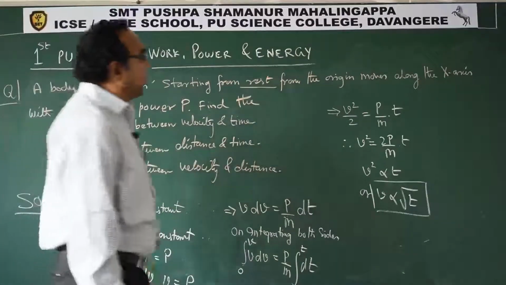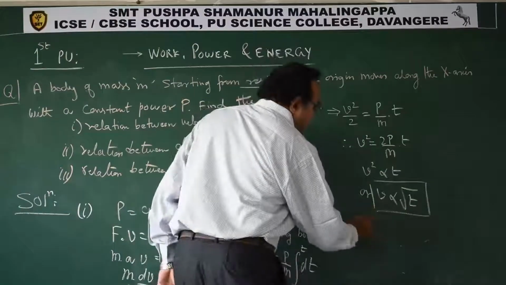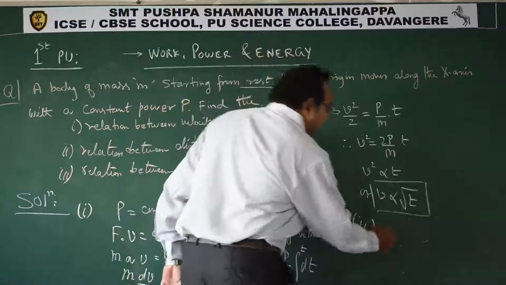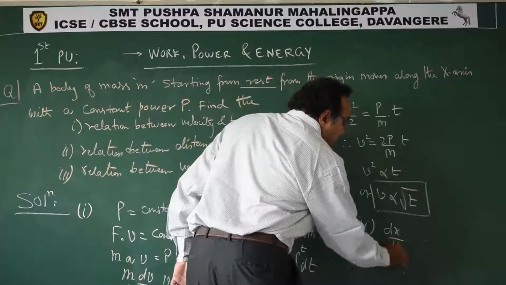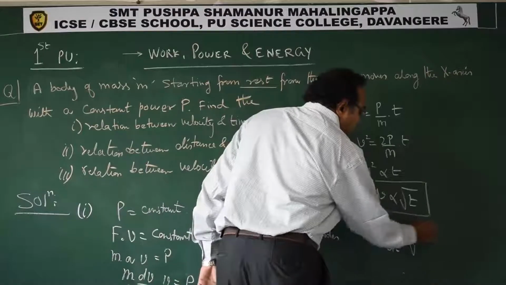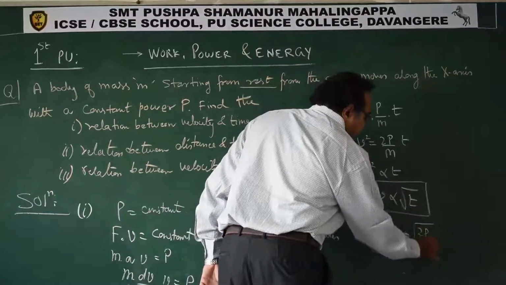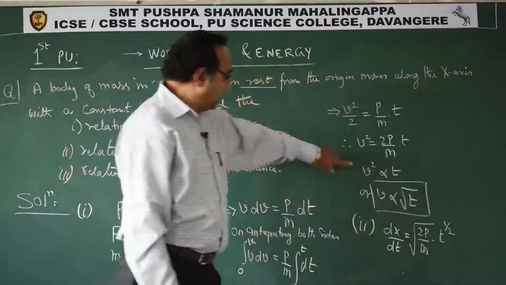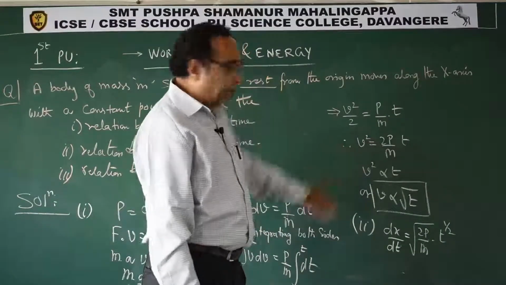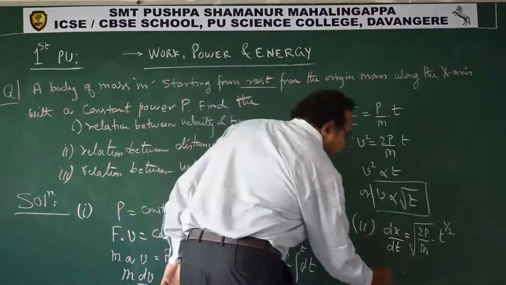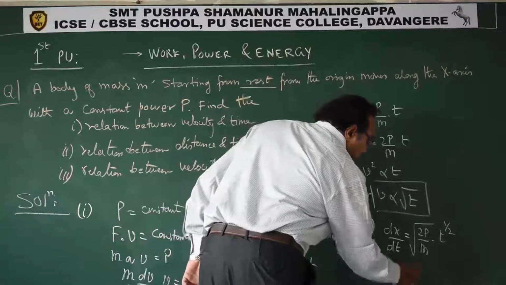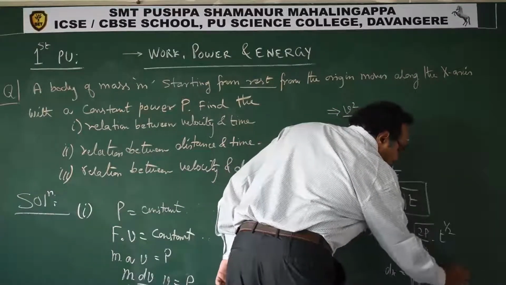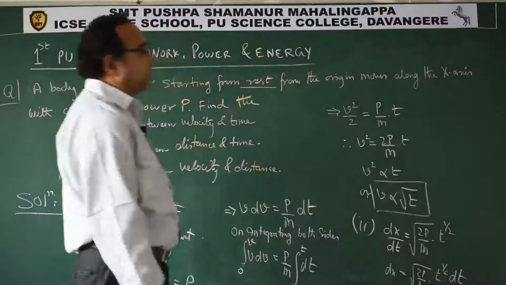Relation between distance and time. In order to find the second one, we have v, and v is dx by dt. So dx by dt is square root of 2P by m into t power half. This is what we have from this equation. Correct? So dx is equal to root of 2P by m into t raised to half dt. This is what we get.